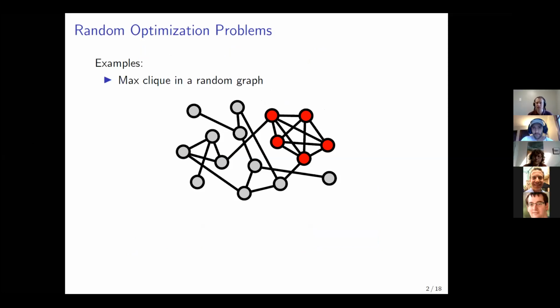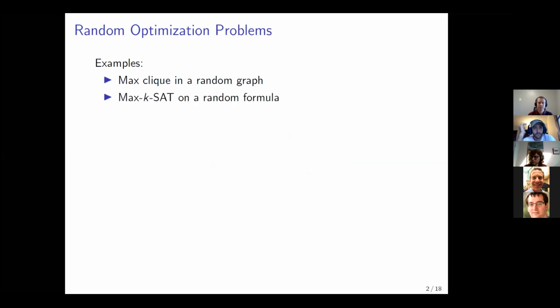Suppose I give you some random graph, maybe an Erdős-Renyi graph. Your goal is to find the biggest clique that you can, a clique being a fully connected subgraph like the one shown in red here. Another example along the same lines could be max k-SAT on a random formula. I give you some random k-SAT formula, and you need to find an assignment that satisfies as many clauses as you can.